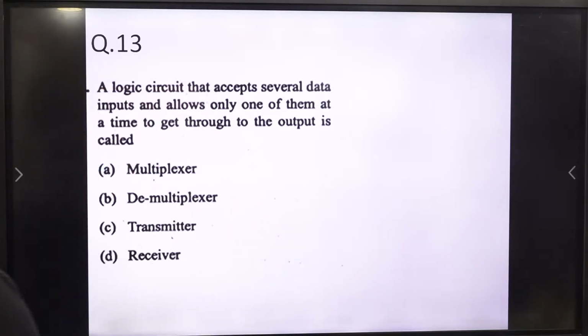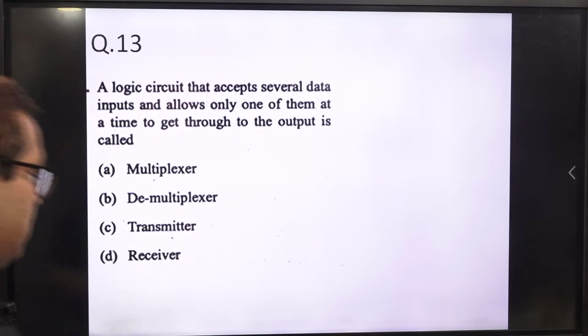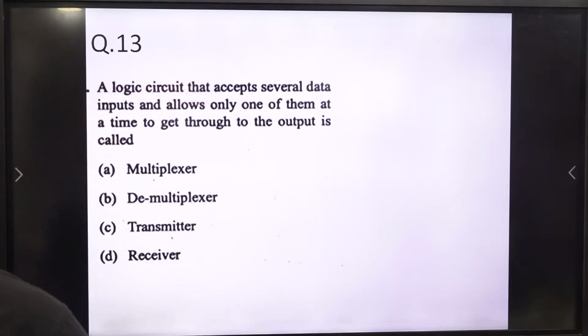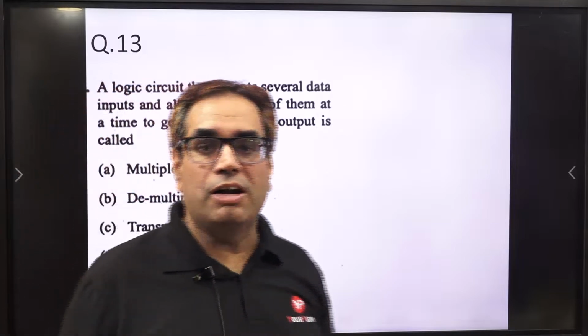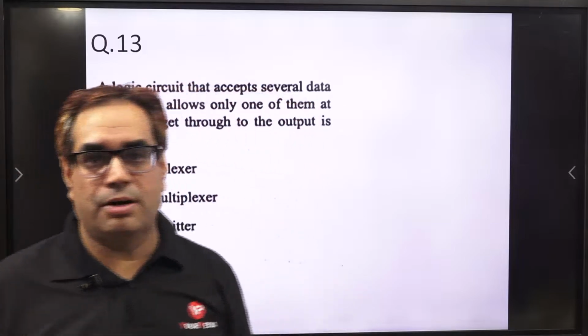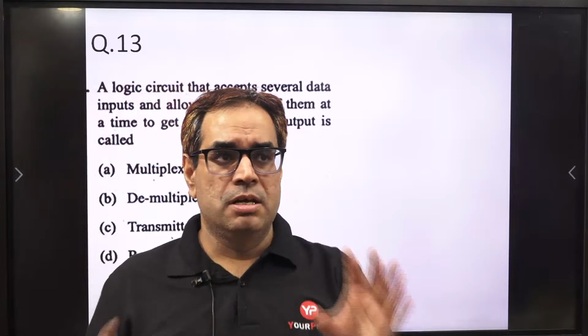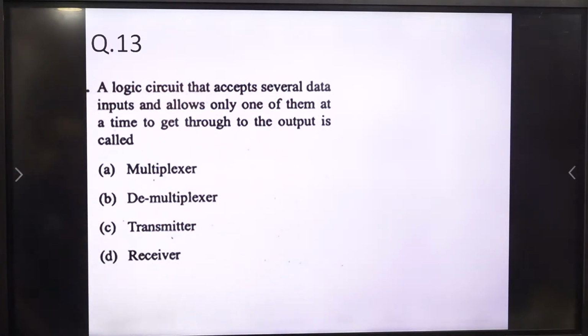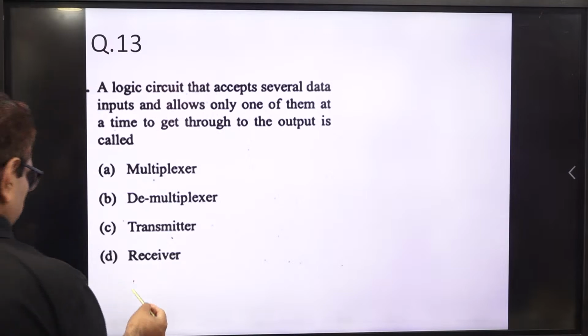So the definitions of all the combinational circuits, at least once you should remember them. What a multiplexer does, what an encoder does, what a decoder does, what a demultiplexer does, what a magnitude comparator does, what a code converter does. All these basic operations you should understand. Now let us see our next question. So here the answer is multiplexer, A.